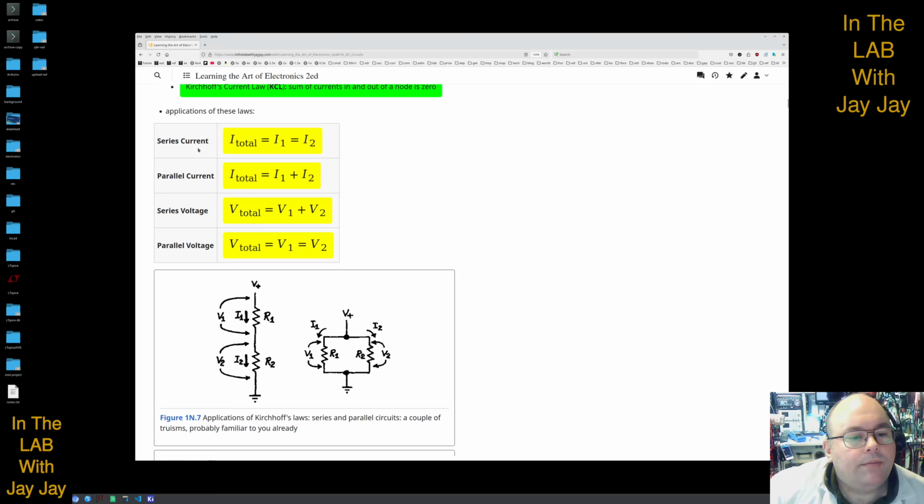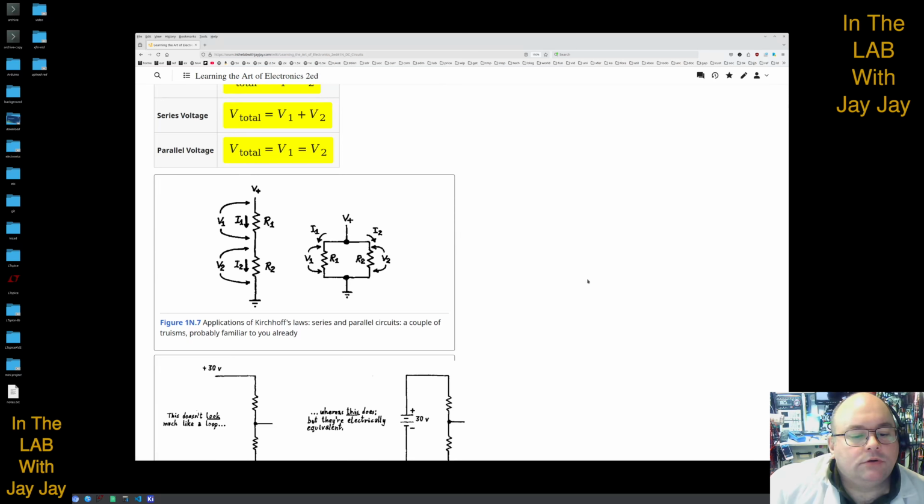And then we can talk about what happens with the current. So the series current, the current's the same everywhere. For the parallel current, half of it goes this way, the other half goes this way, or in proportion to the resistors. So if the two resistors were the same, it'd be half and half. Otherwise, it's proportional. Series voltage, the voltages add, so the voltage across here and the voltage across here is the total voltage. And the parallel voltage is they're the same. So the voltage here and the voltage here.